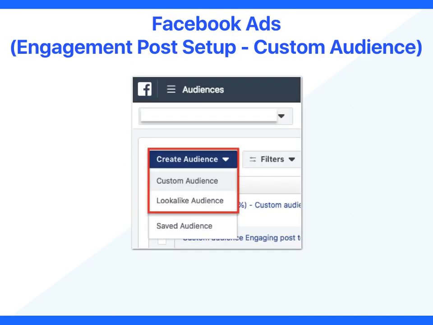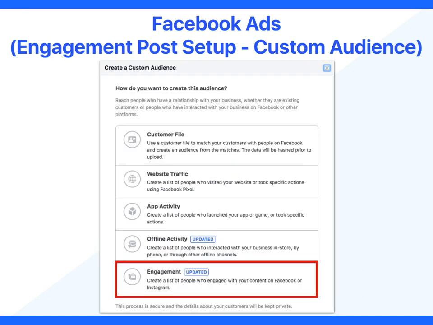So to create a custom or lookalike audience, you first need to navigate to the audiences tab shown in here, and then select the drop down box for options: custom audience, lookalike audience, and save audience. I'll go through how to create the custom audience first. So once you have selected the custom audience option, you'll be brought to this page where Facebook will ask you, how do you want to create this audience? There's customer file, website traffic, app activity, offline activity, and also engagement.